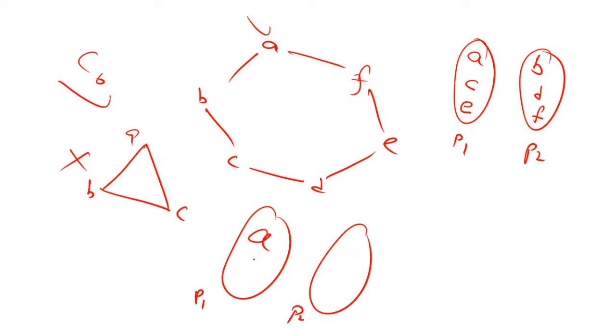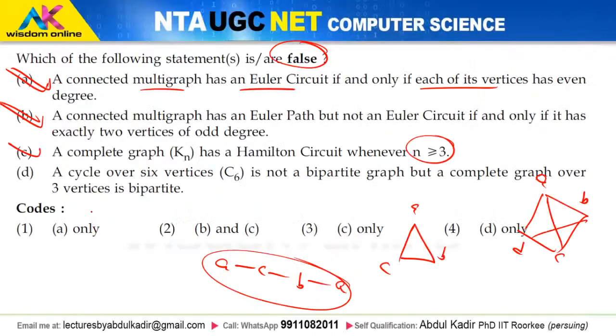Now you cannot put B in partition 1. You will have to put B in partition 2. Now where to put C? You cannot put C in partition 1. You cannot put C in partition 2. So that's why you can say that this is not a bipartite graph.